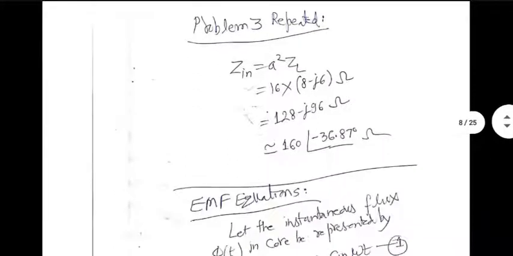Now input impedance will also change. A square ZL. So A square into 8 minus j6. So input impedance will be a complex number, as you can see.